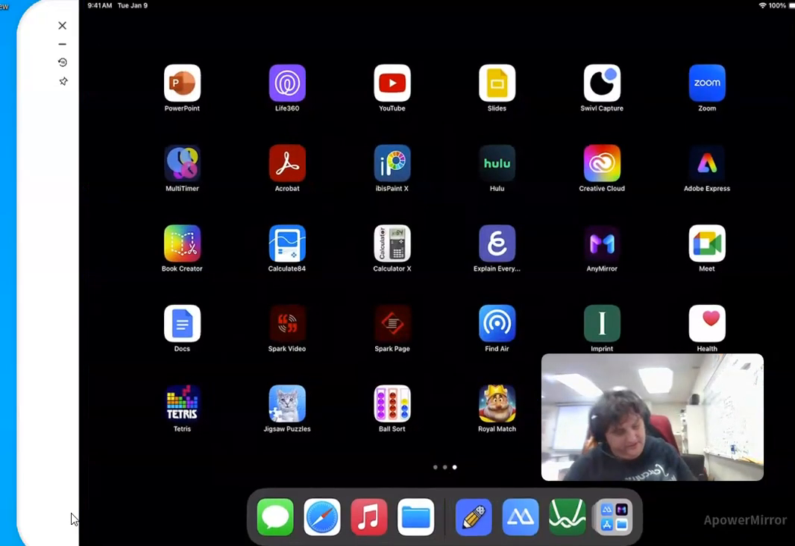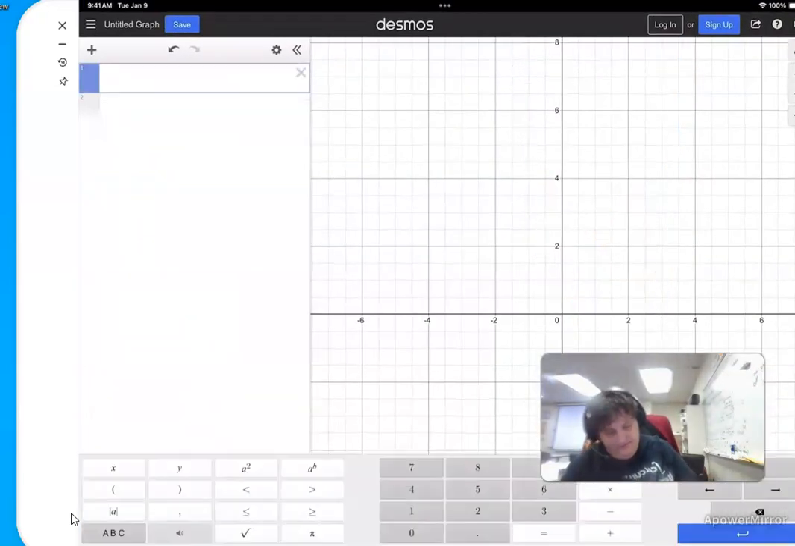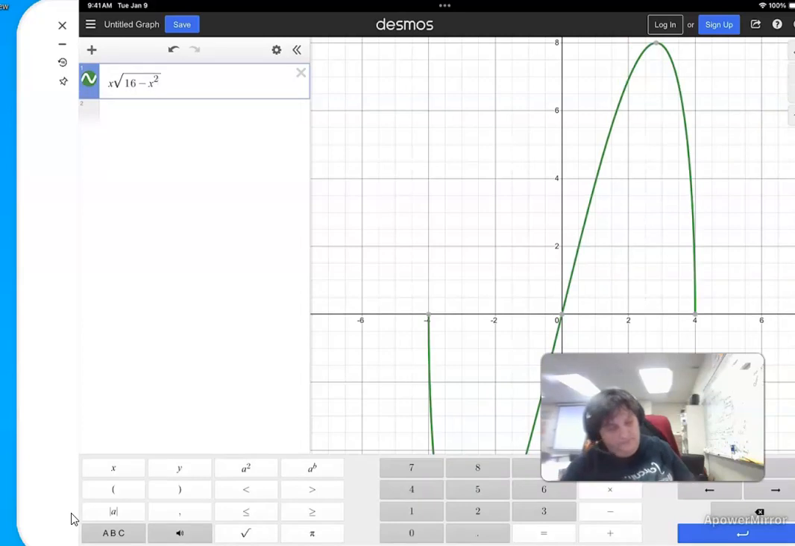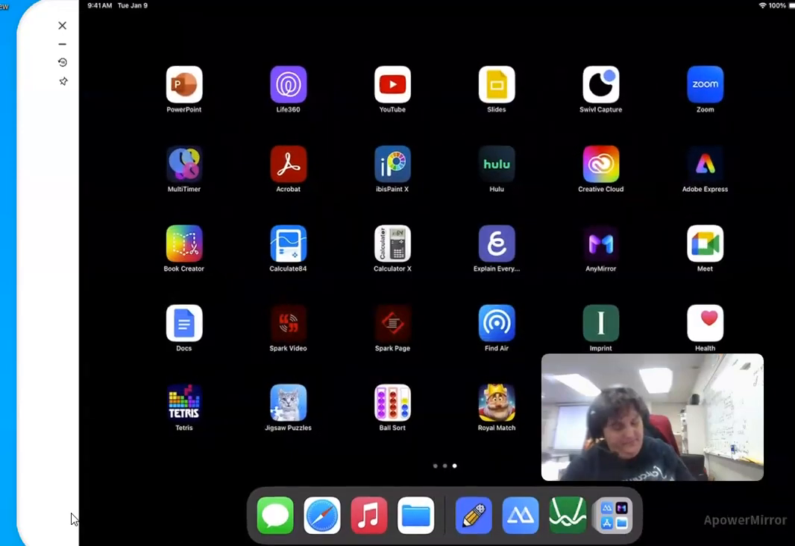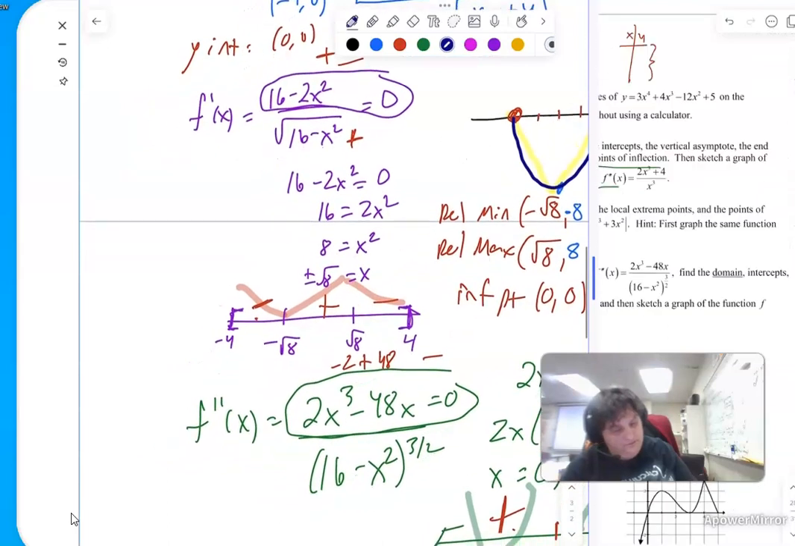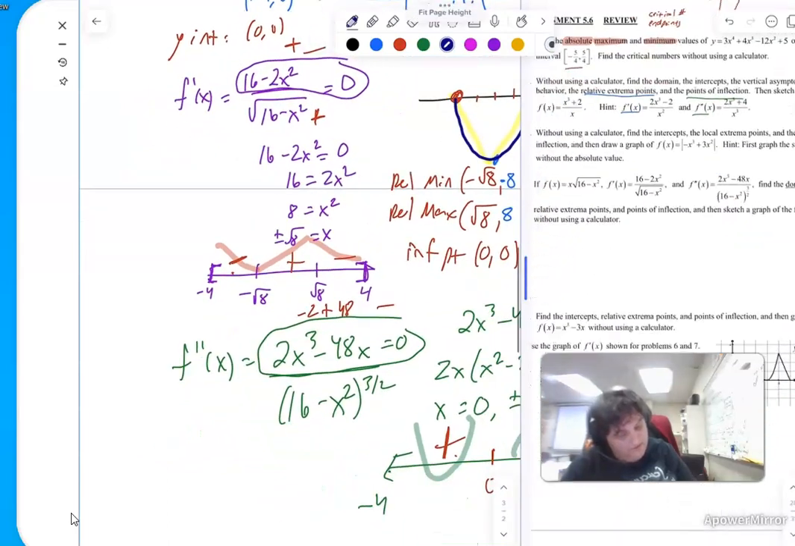So let's take a look and make sure that this looks right. There you go. Okay, and I got a relative max at square root of 8, 8, negative square root of 8, negative 8, inflection point at 0, 0. Pretty chill, pretty chill. Okay, and then sketch the graph. Cool.